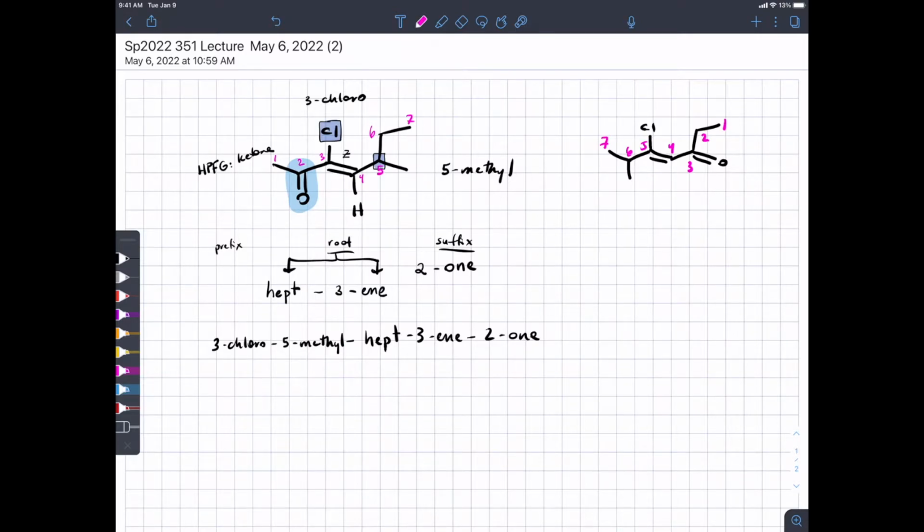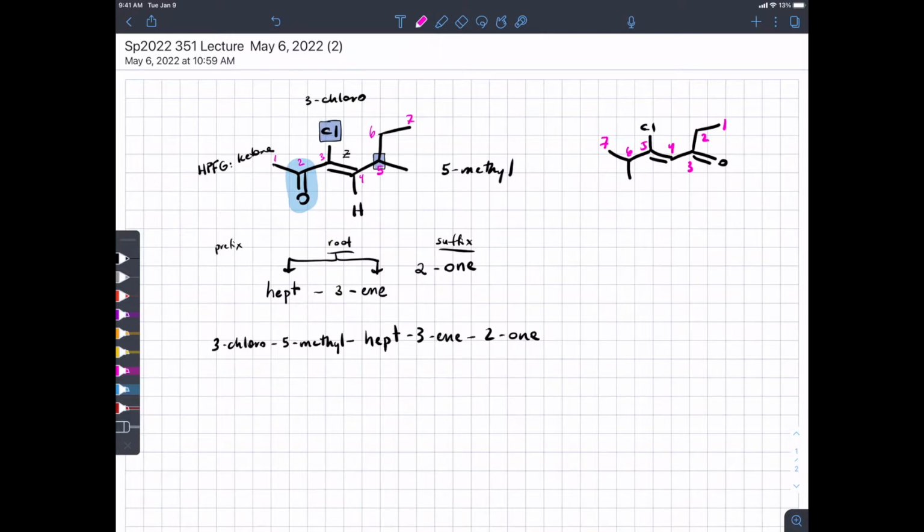Now, that's not that big of a deal, because even if you number it the other way, you can still draw the structure unambiguously. So I'm not going to give you 2 options with names where the only difference is that they both unambiguously describe the structure, but one of them is wrong on a technicality because of the numbering of the chain.